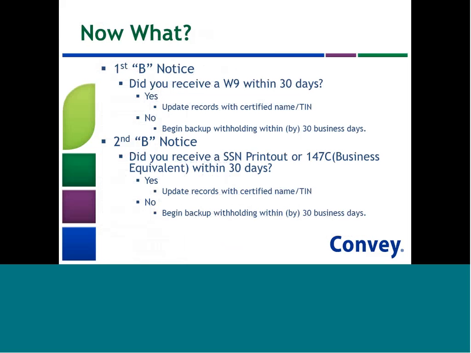So for first B notice, ask yourself, did I receive a W-9 within 30 days? If yes, you update your records with the certified name and TIN. And if no, you begin backup withholding within that 30 business day period of time. If it's second B notice, did you receive the SSN printout or the 147C? The 147C, just as a reminder, is the business equivalent of the SSN printout. And really it's the same process. So if you did get that information, you update your records. If not, you have to begin backup withholding.